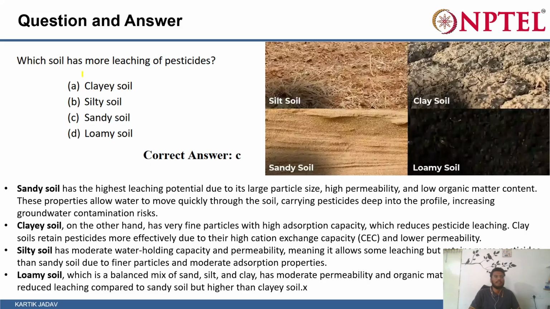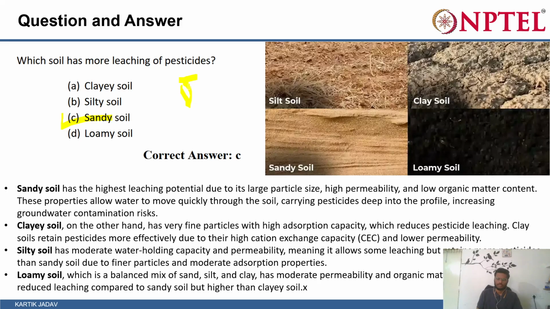Next question: which soil has more leaching of pesticides? Clay soil, silty soil, sandy soil, and loamy soil. We know that among all these, sandy soil has a higher leaching capacity for any organic or inorganic contaminants, because there is a huge particle size difference between them.